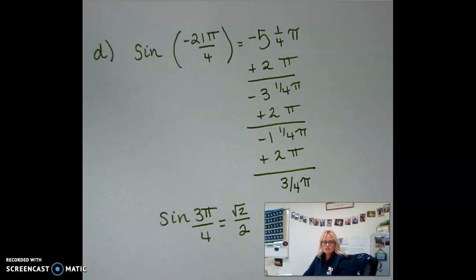So basically you're just trying to get it in between 0 and 2 pi by adding 2 pi or taking 2 pi away.